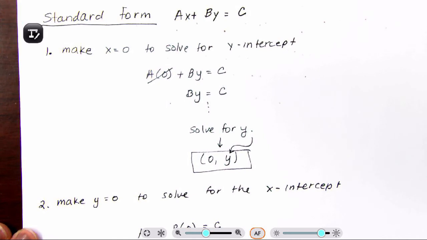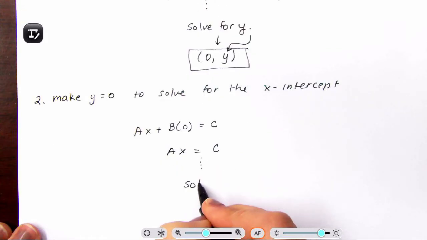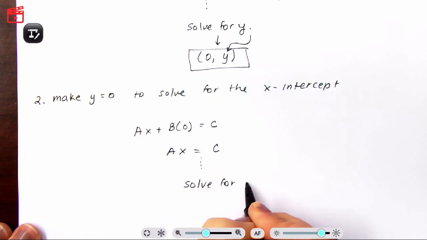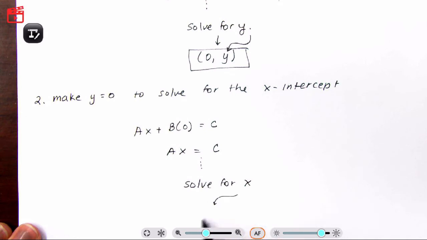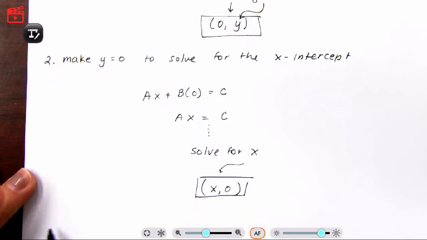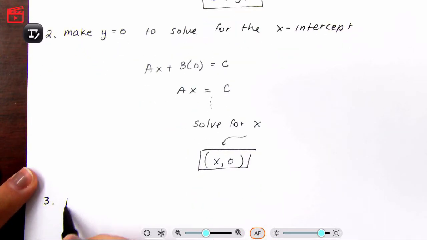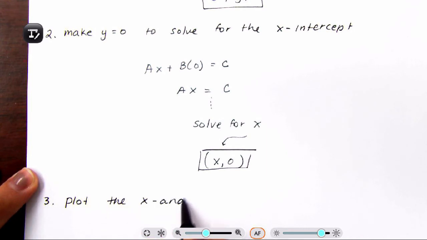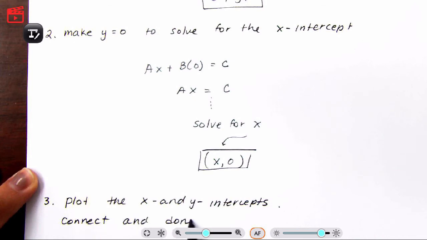You're going to solve, oh, you guys can't see that, sorry. You're going to solve for x. Now, that means you're going to have an x-intercept. You're going to have a number in the x spot, and you're going to plot these. Step number 3, you're going to plot the x and y. You're going to connect those two, and then you're done.